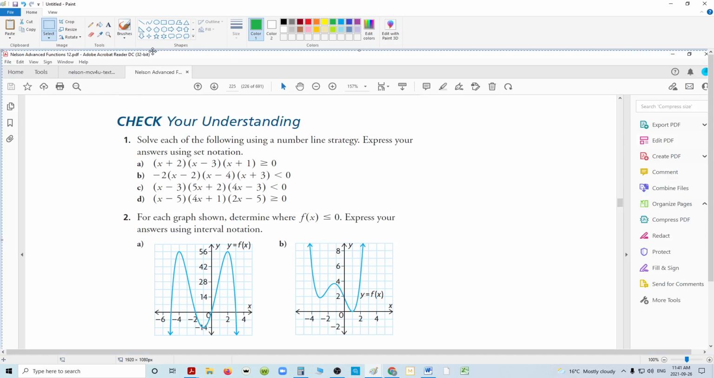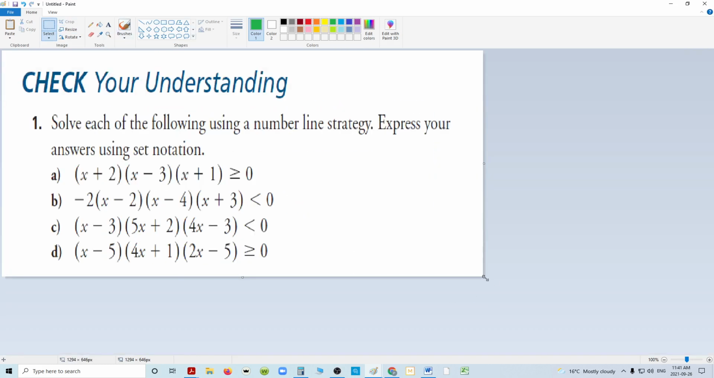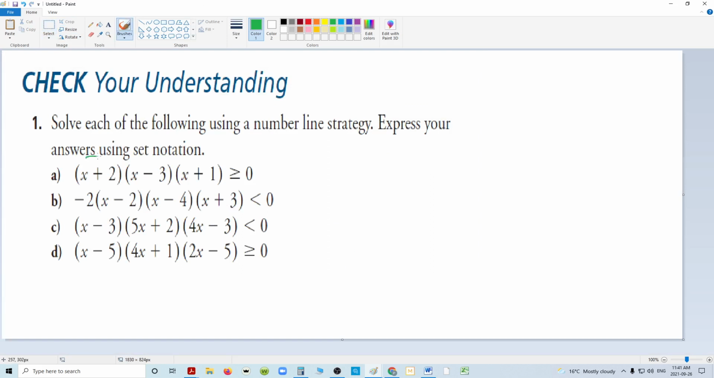Using a number line strategy, express the answers in set notation. And they said you want to know when these numbers are above or equal 0. Well, we can easily see when they're going to be equal to 0. I'm going to just focus on number 1 here. They're going to be equal to 0 when x is minus 2, when x is 3, and when x is minus 1. But the question is, if I was going to do a number line there, you should put them in order, so it goes minus 2, minus 1, and 3.